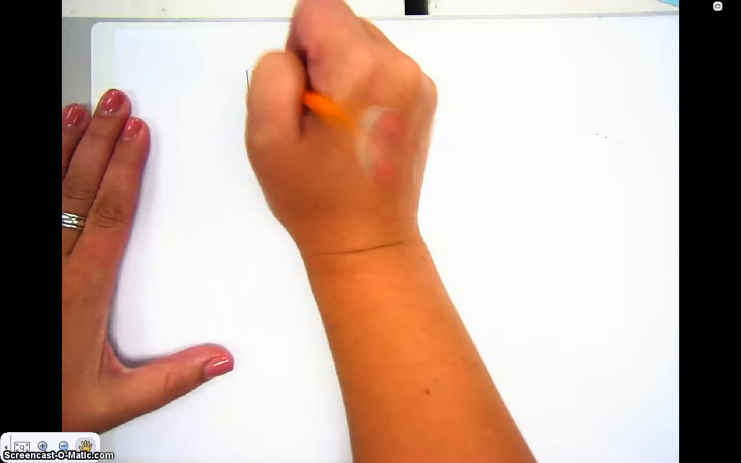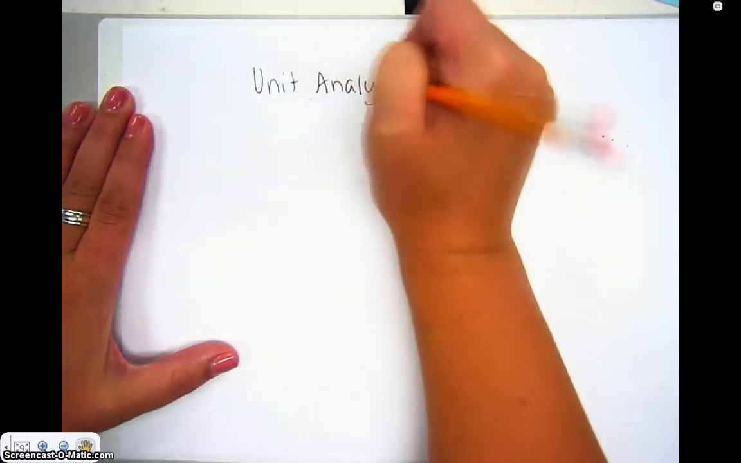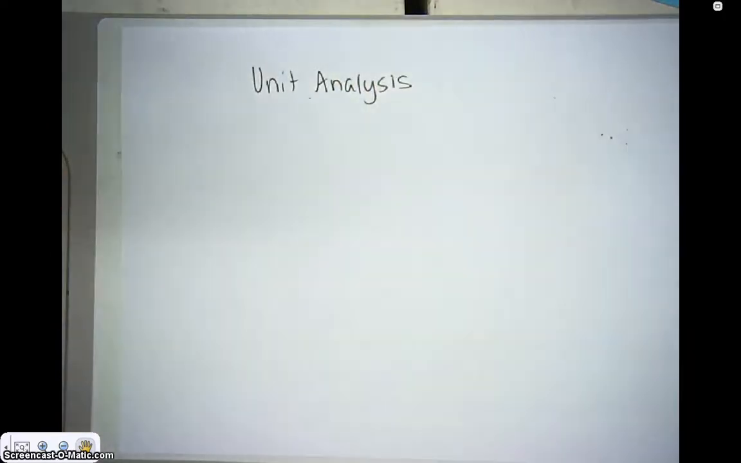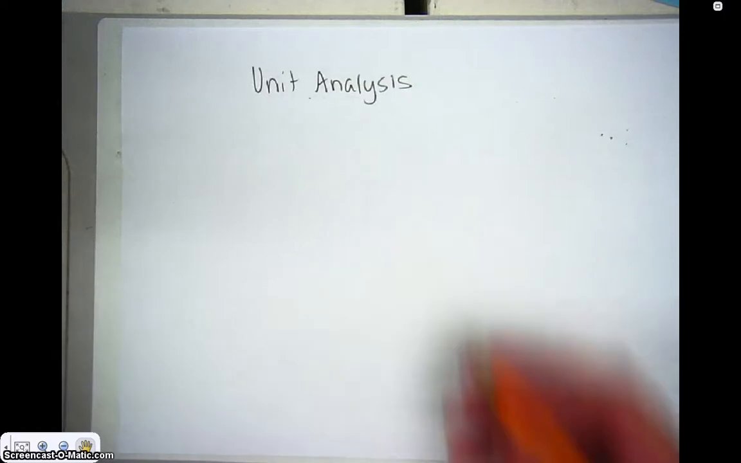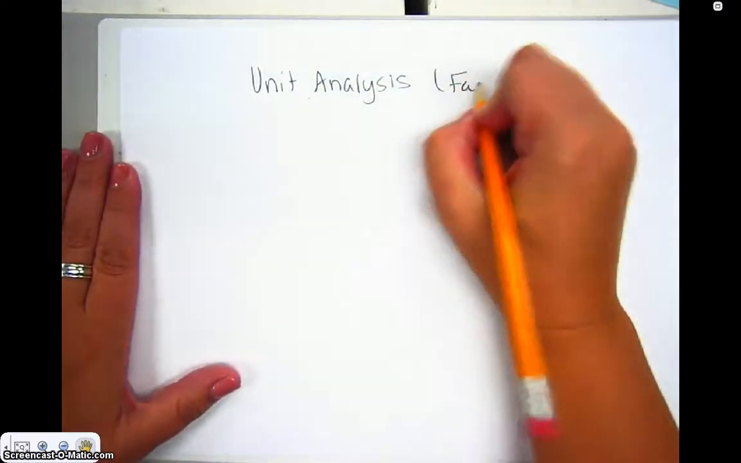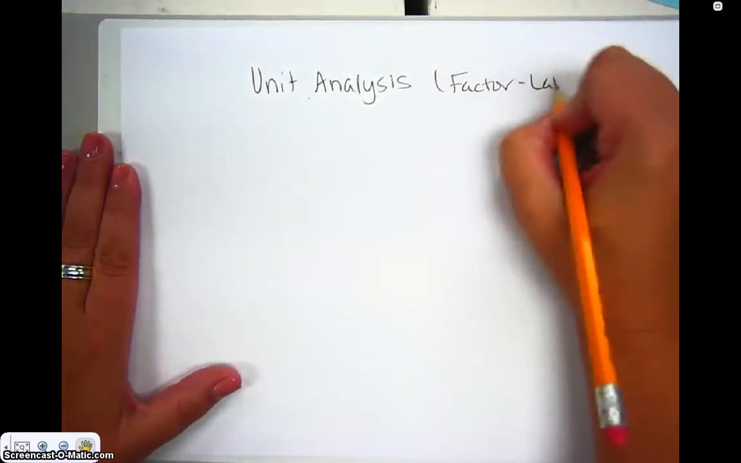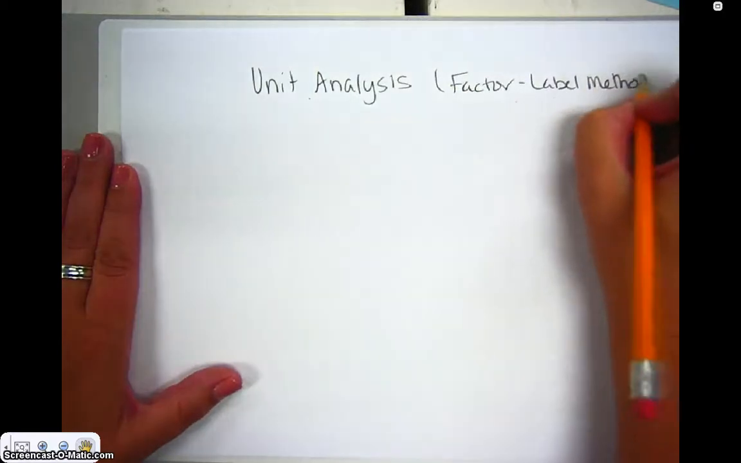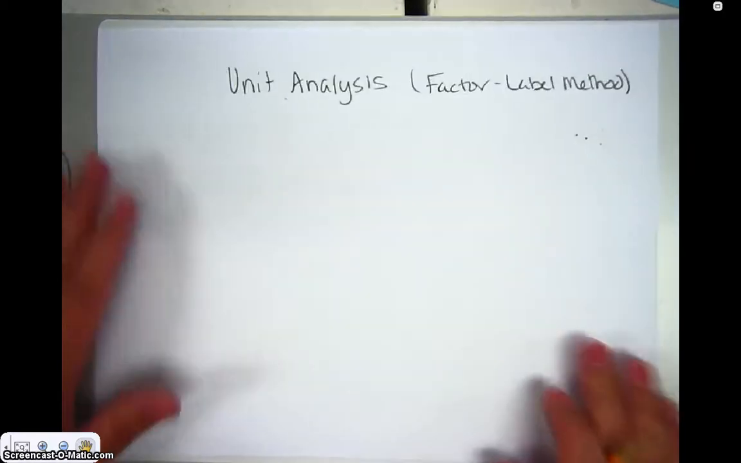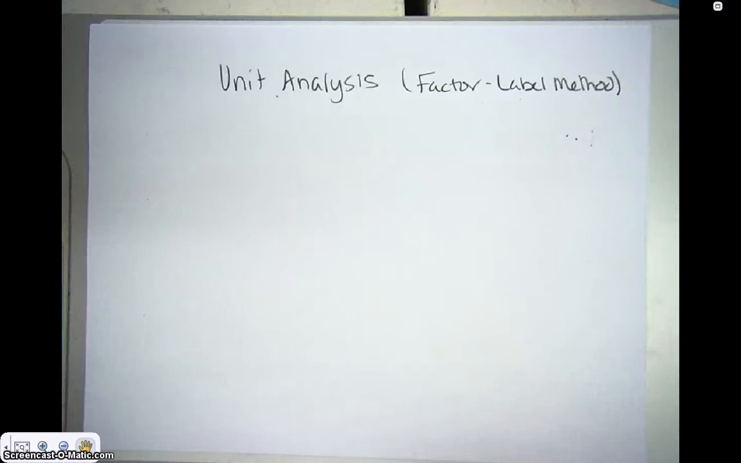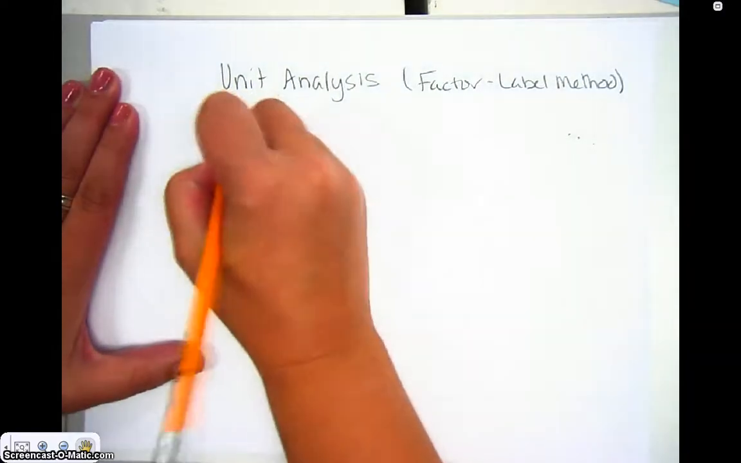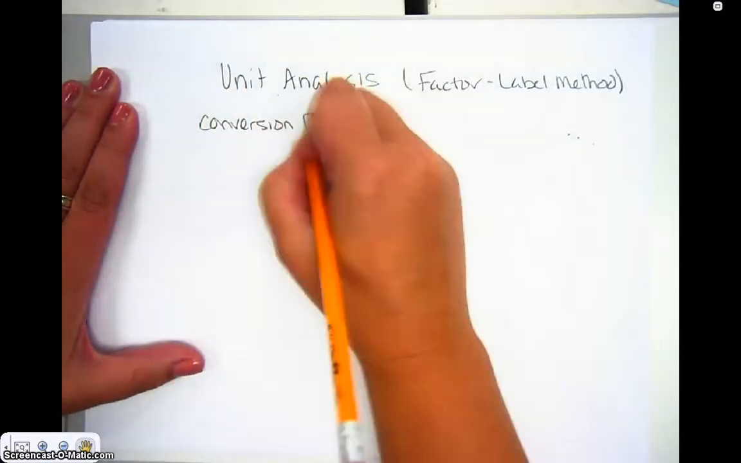In this video, we're going to learn about a process of conversion called unit analysis. Unit analysis is also called the factor label method. You might see that on some things. Let me write that here, so if you ever come across that, you know what we're talking about. Unit analysis is used to convert from one unit to another by using a conversion factor. And conversion factors are always equal to 1.